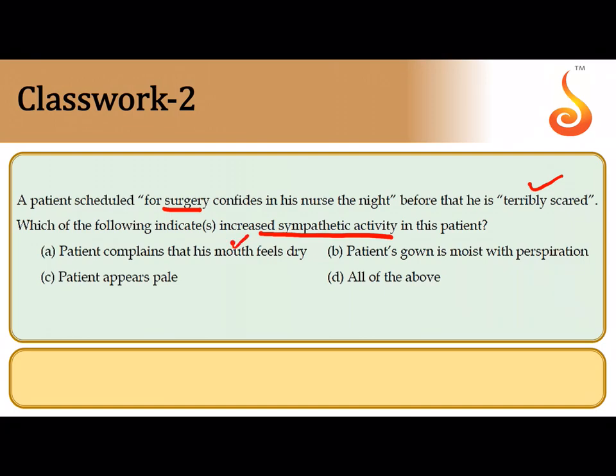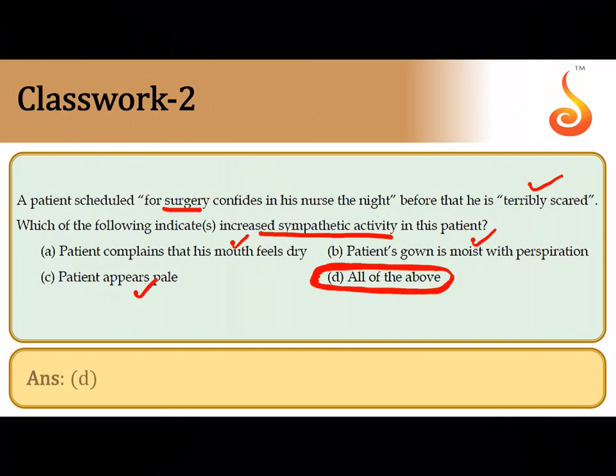He feels that his mouth is running dry, very important, that is true, and then his gown is moist with perspiration. Yes, he's sweating a lot, and the patient appears very pale, flushed in appearance. All of the above, all of these are symptoms of the sympathetic nervous system. So whenever a person is facing an emergency or an emotionally heightened situation, he goes through all of these.